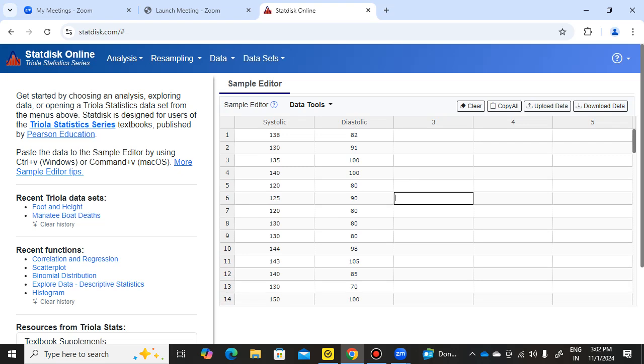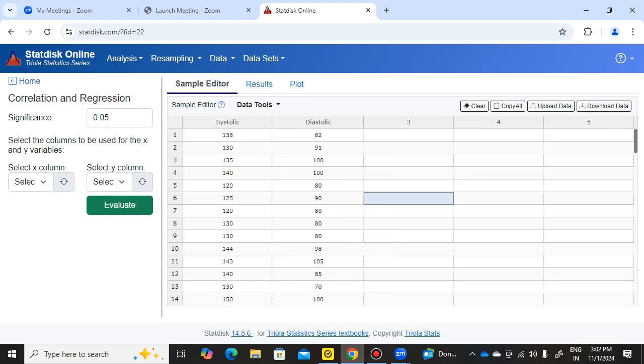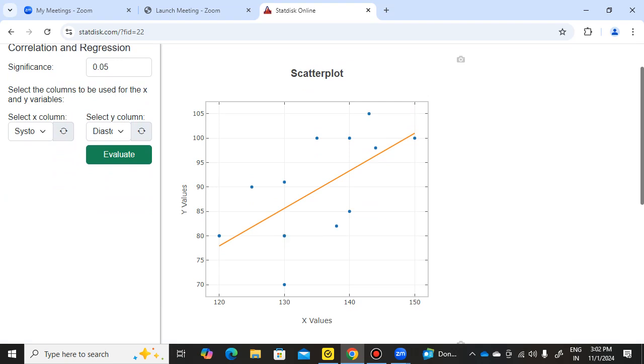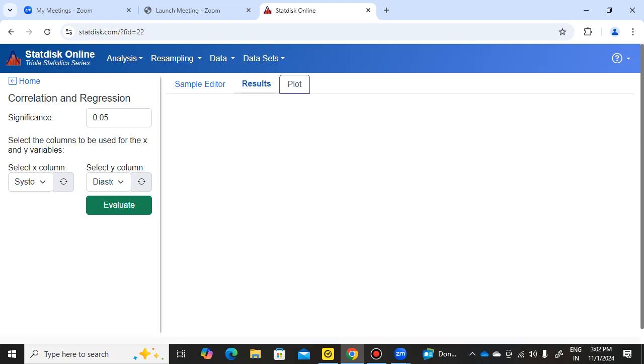Alright, so now we'll do a correlation and regression. And so we'll do systolic on the X, diastolic on the Y. We'll look at the plot first. So it looks like an upwards increase, maybe not drastic. There's not a lot of sample size, so just because there's a slope doesn't necessarily mean there's going to be a correlation.